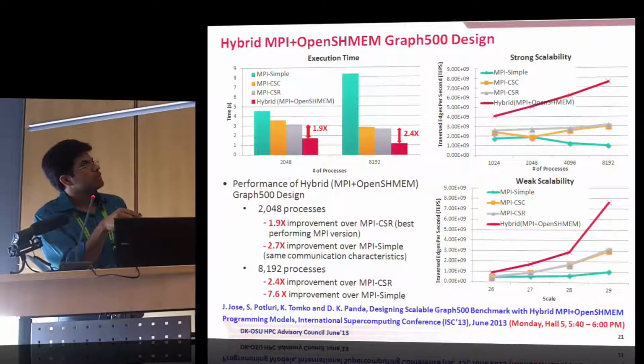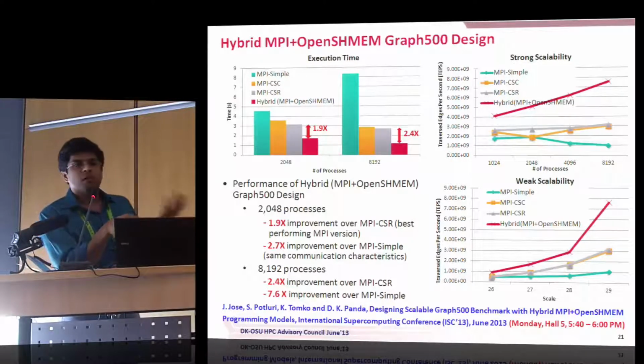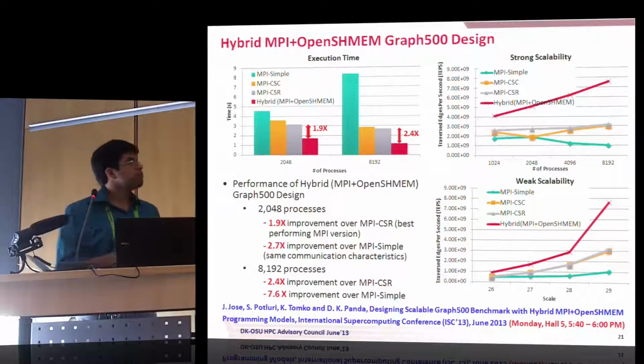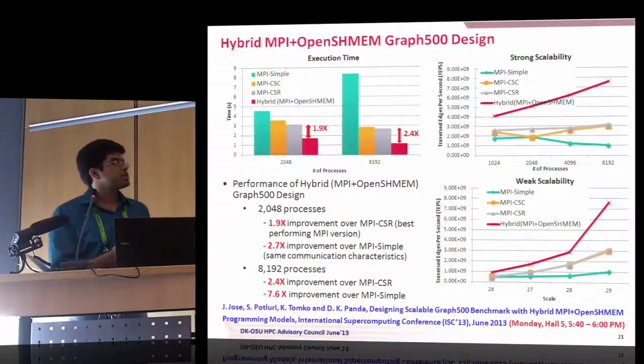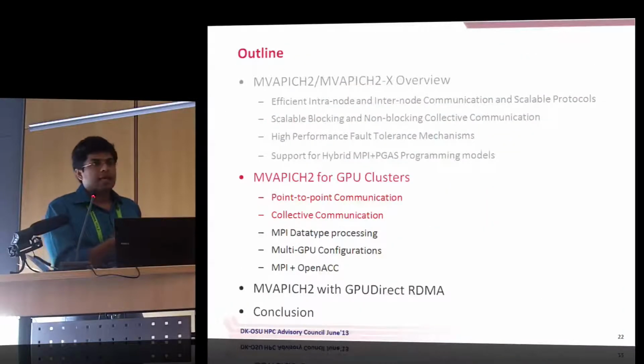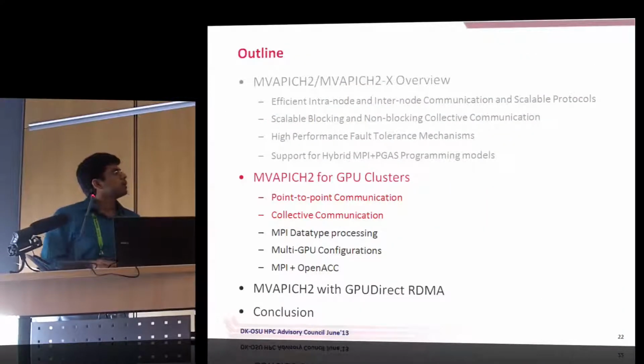We also have numbers for strong scalability and weak scalability runs for Graph 500. As we can see, the proposed hybrid design scales significantly better as the system size increases, as opposed to the default cases. If you are interested in these kinds of results, I would strongly encourage you to attend this presentation, which is happening at ISC tomorrow. It's in Hall 5 between 5:40 and 6 o'clock, so as to get more details. Now I'll hand over to Sreeram to present some of the GPU results.